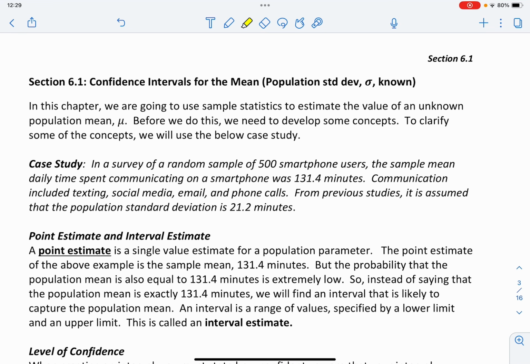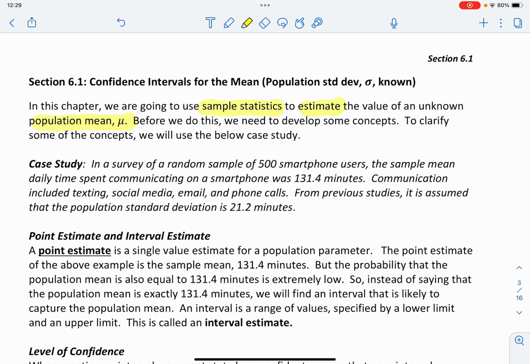Hey everyone, we're moving on to chapter 6. So in chapter 6, we're talking about confidence intervals, which is a statistical technique used to estimate a population parameter, like for example, a population mean. So in this section, we're going to use sample statistics to estimate some unknown population mean, which is pretty typical because oftentimes it's impossible to know the population mean because the population is so large. We take a sample and then use those sample statistics to make an estimate.